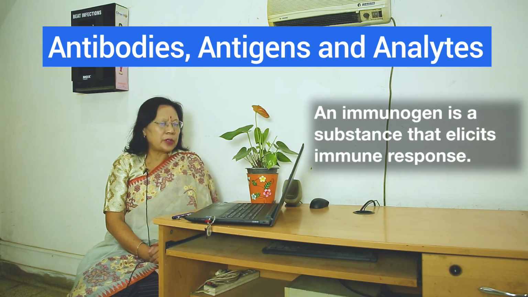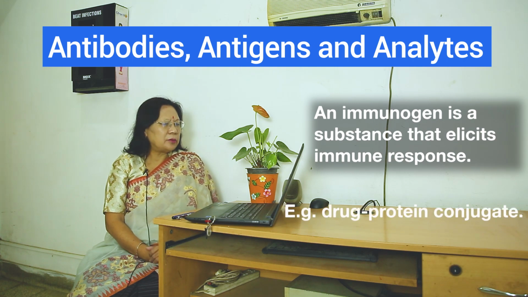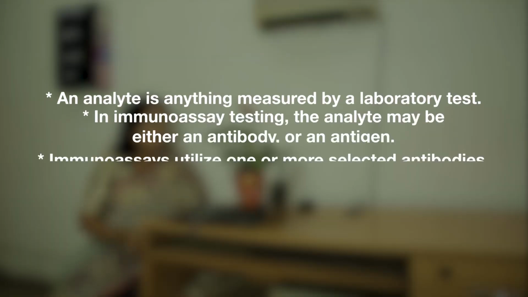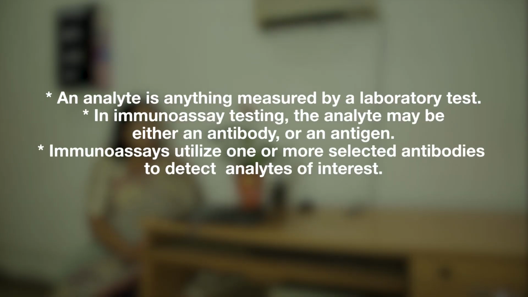And what is an immunogen? An immunogen is a substance that elicits an immune response. For example, drug-protein conjugates are immunogens. So what is an analyte? An analyte is anything measured by a laboratory test.